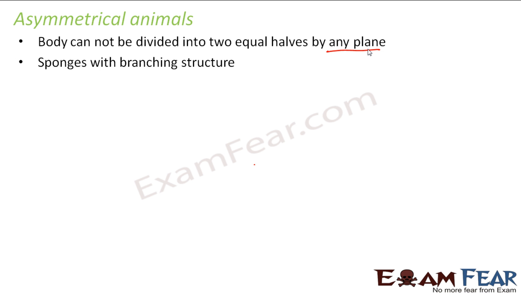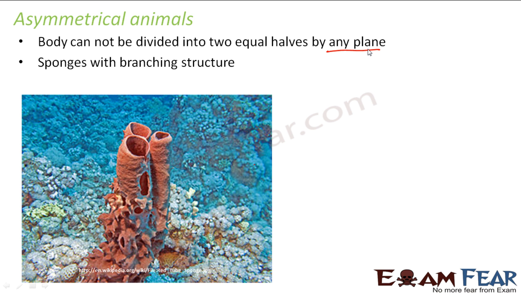Examples are sponges with branching structure. So here you can see sponges. This is how sponges look. It doesn't matter whichever axis you break it, they have this kind of branching structure. So you will never be able to reach a symmetrical structure, because let us suppose this is your sponge. It looks somewhat cylindrical in this picture. It has some outgrowth here.